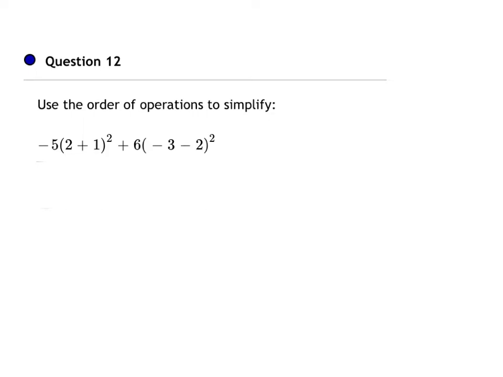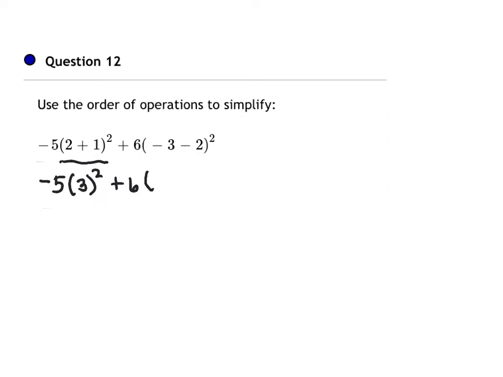This one has parentheses, exponents, multiplying, adding, and subtracting. So we're going to start with the parentheses right here. We're going to do what's in parentheses. Okay. So I'm going to bring down my -5. And 2 plus 1 is 3. I'm going to keep that in parentheses because of the exponent, and the -5 is right beside the 3. Bring down the +6. And inside here, I'm going to have -3 minus 2.